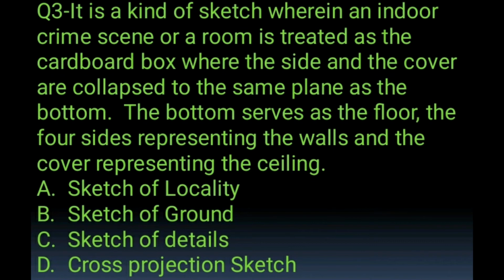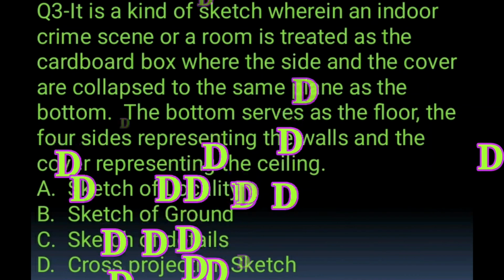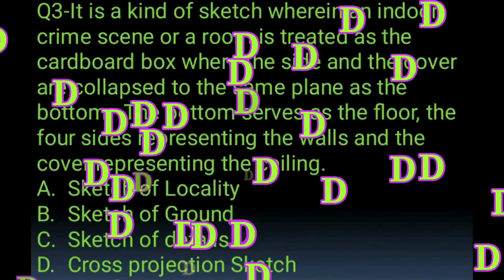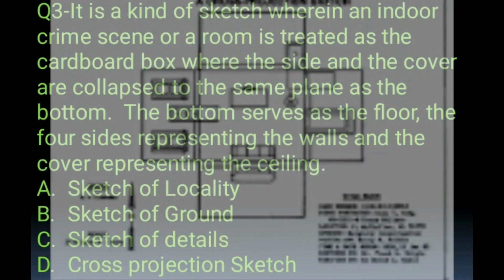Yan. So, letter A, sketch of locality. Letter B, sketch of ground. Letter C, or Charlie, sketch of details. And Delta is cross projection sketch. And the answer for this question is Delta. No, ang tawag po sa sketch na yon ay cross projection sketch. At syempre, dahil may wall yan, ginagamit po ang cross projection sketch sa indoor crime scene, syempre, no?